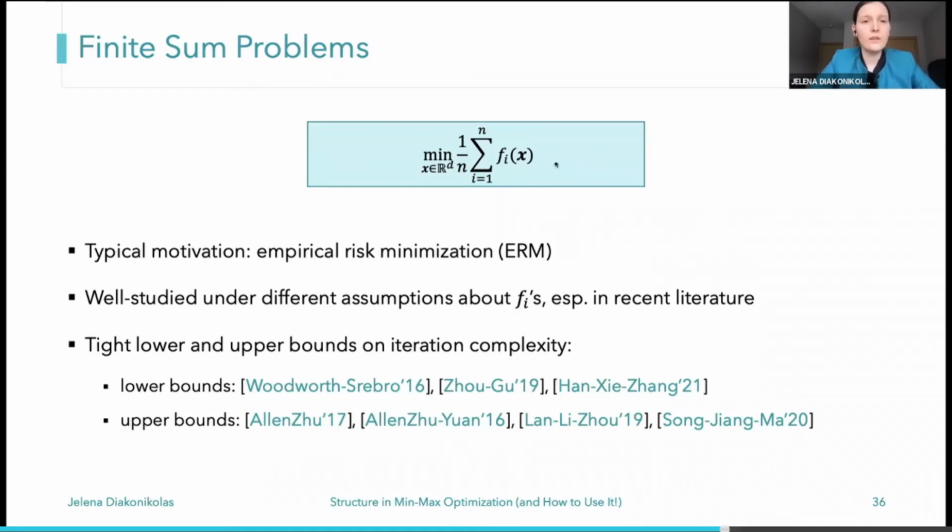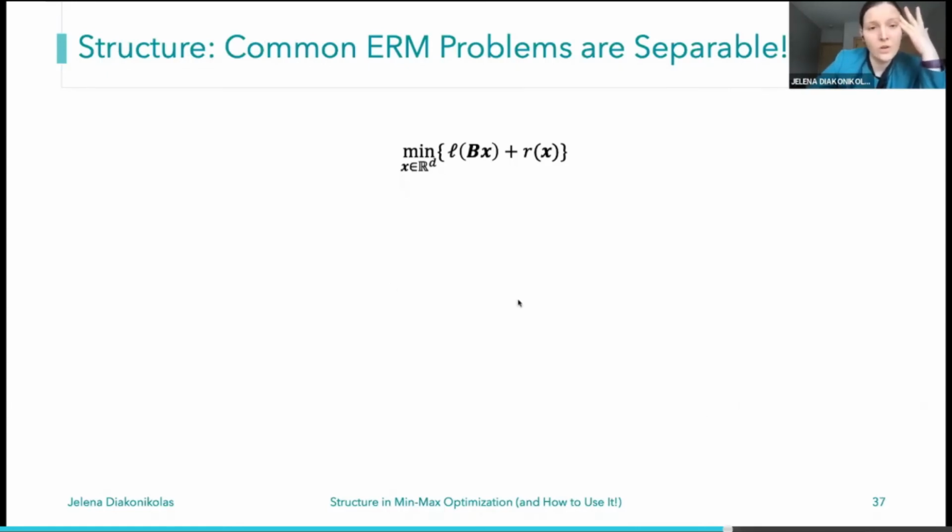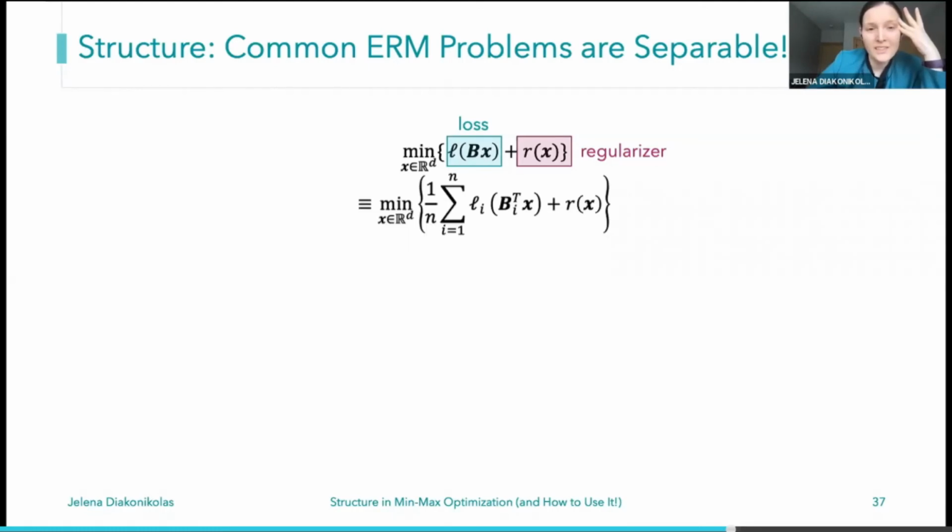Okay, so if you're just looking at these broad classes, you cannot do better, and we already know what is the best you can do. But empirical risk minimization problems are kind of special. They typically take this form where you have loss plus the regularizer. And this loss tends to be even more structured. It is very often separable. So very often you'll have these individual loss functions that are functions of the data row transpose x.